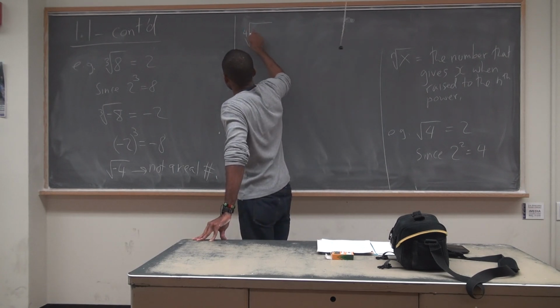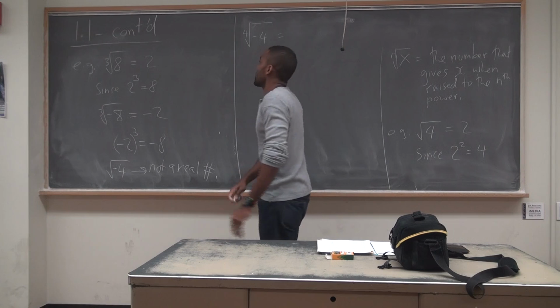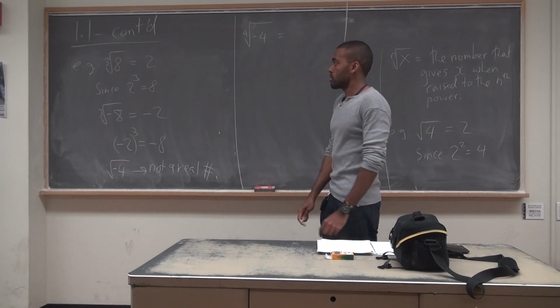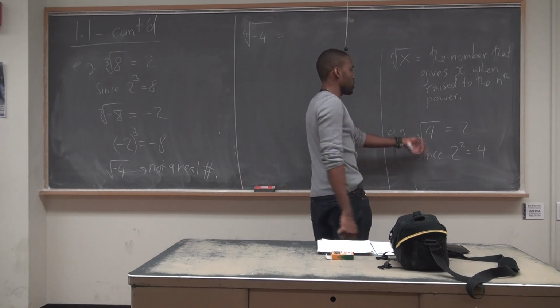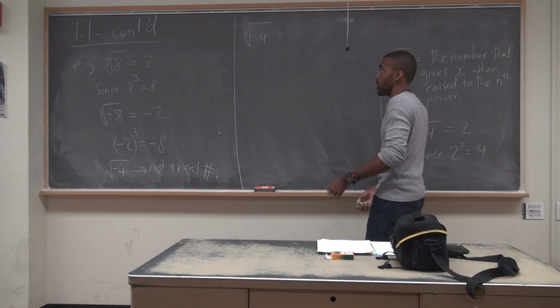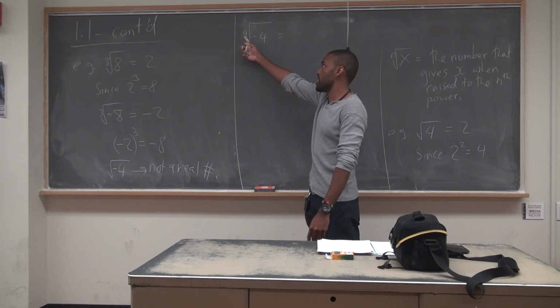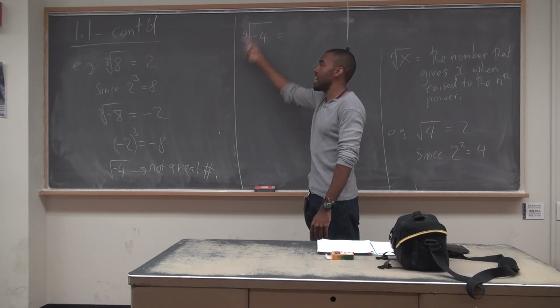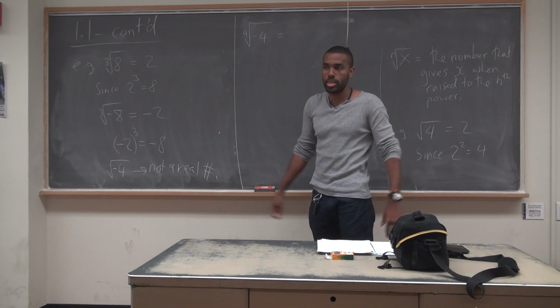What about the fourth root of minus 4? No, because once I raise any real number to an even power, I'm always going to get a positive. So if this number here is even, it stands to reason that the number under the radical cannot be negative, because it just won't make sense.